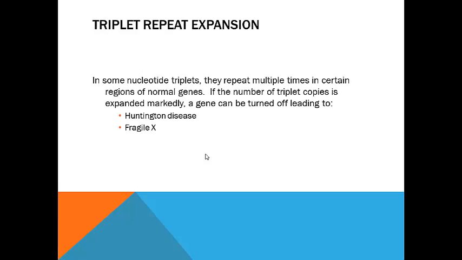Triplet repeat expansion. In some nucleotide triplets, they repeat multiple times in certain regions of normal genes. If the number of triplet copies is expanded markedly, a gene can be turned off, leading to diseases such as Huntington's and Fragile X syndrome.